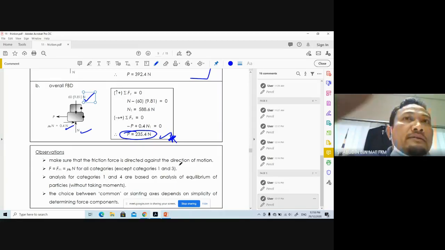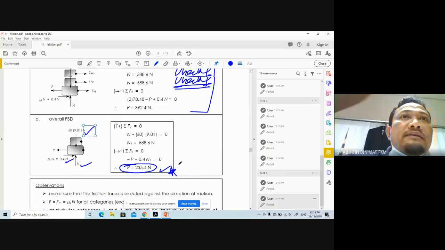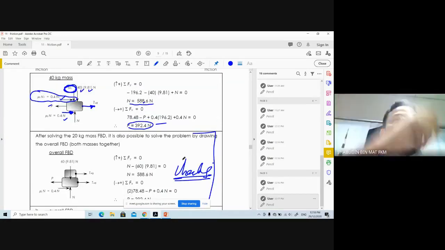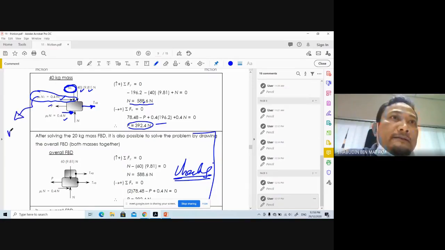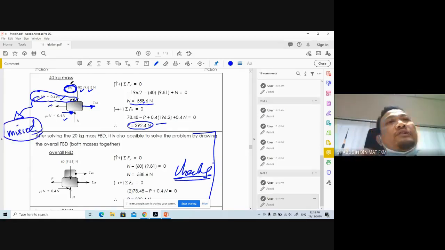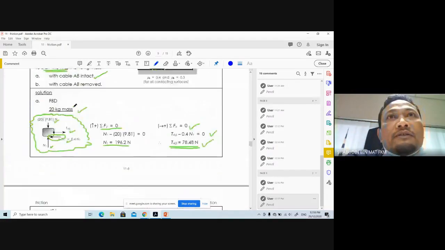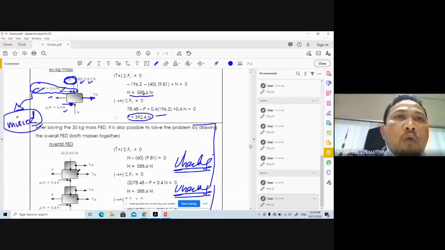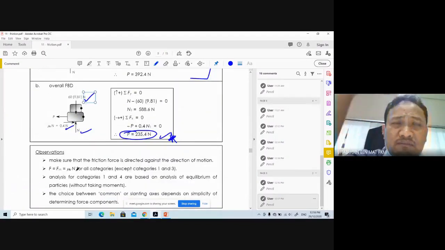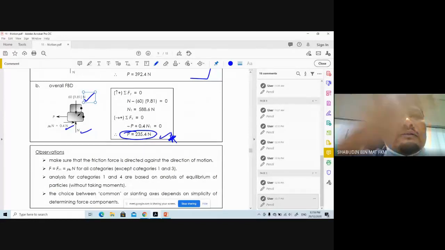You don't have to memorize. Try to understand every single step here, in particular why you should have that. Many students miss this. Don't miss this. Many students miss the friction force between the 20 kilogram and the 40 kilogram. Why does it not appear in the second situation? Because there is no motion. It means that there is no friction at all between the 20 kilogram and 40 kilogram.